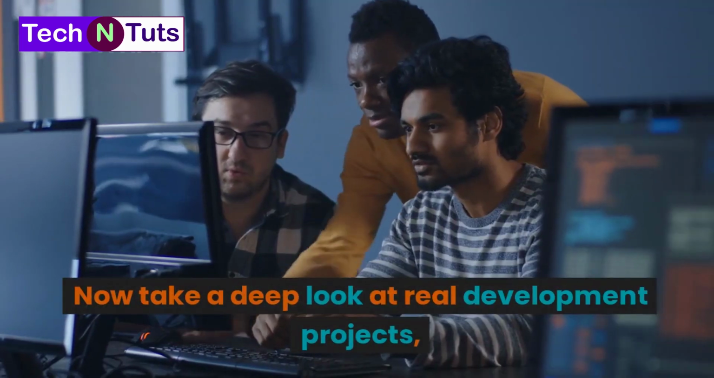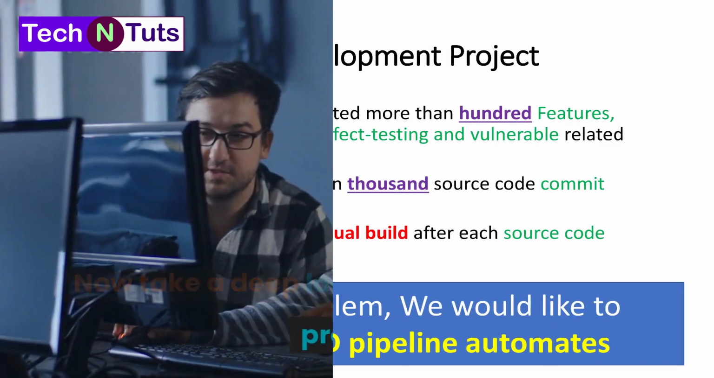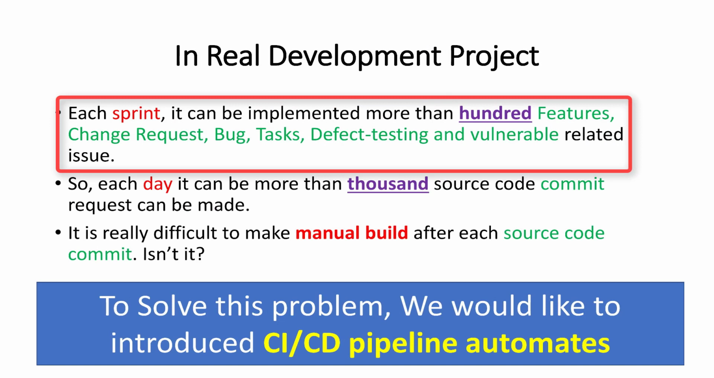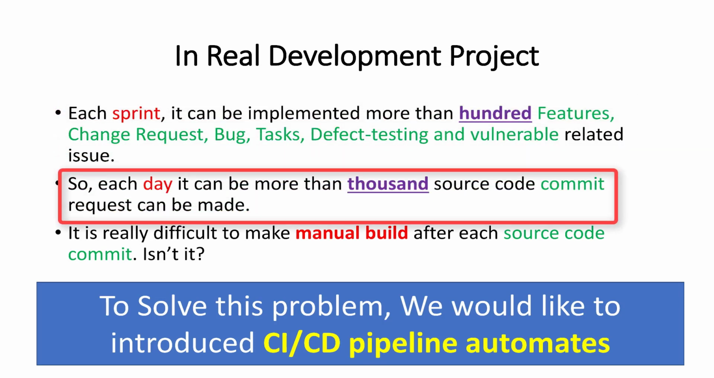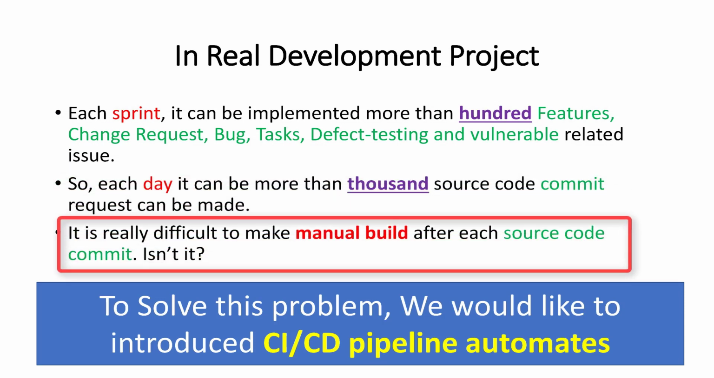Now take a deep look at real development projects. Each sprint can implement more than 100 features, change requests, bugs, tasks, defect testing, and vulnerability related issues. So, each day more than 1,000 source code commit requests can be made. It is difficult to make a manual build after each source code commit.